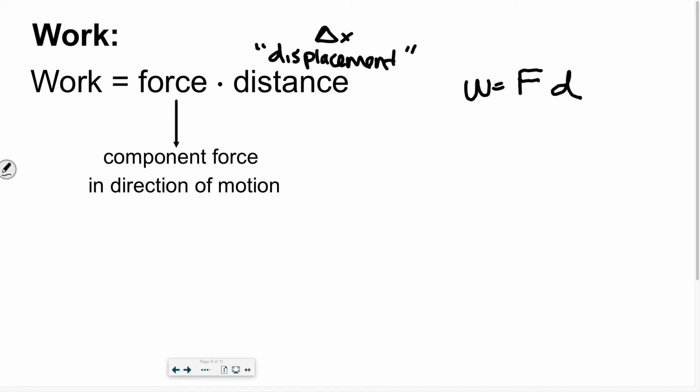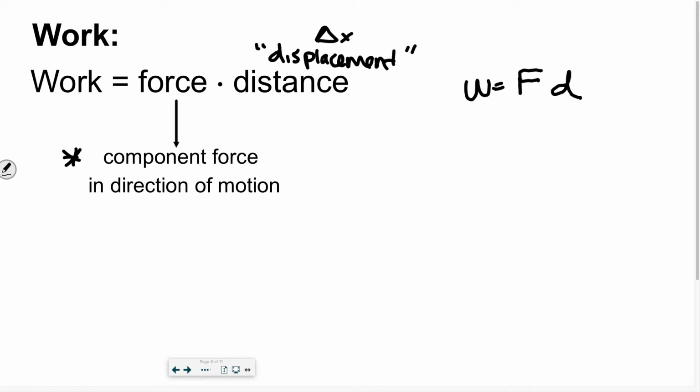Doesn't matter. So work is force times distance, but the thing that you'll have to remember is that with force, you don't want the total force being acted on the object because you only want the force required to move the object in that particular direction. Okay. Sometimes they refer to that as projection.